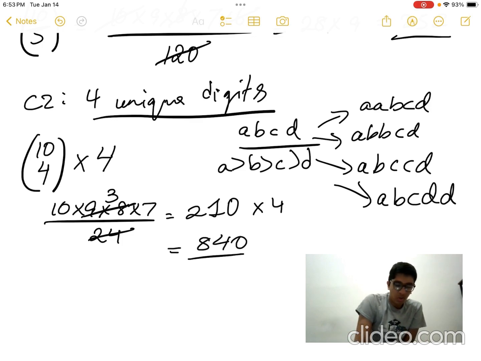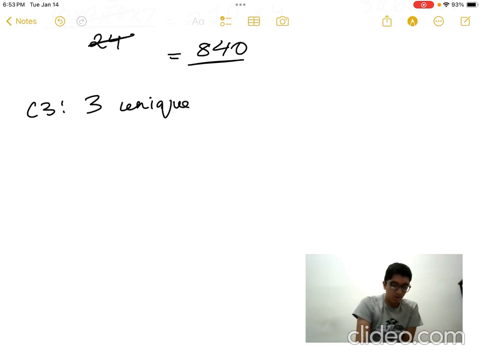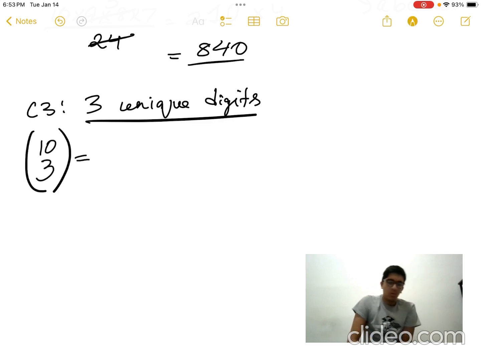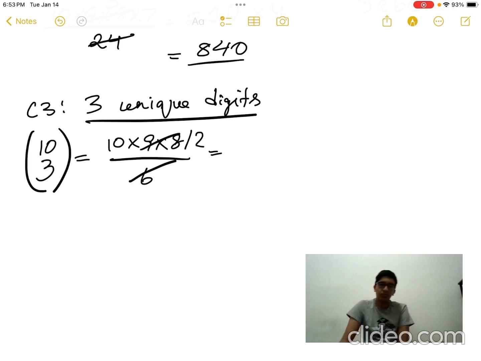Case 3. We have 3 unique digits. Right? So we know there's 10 choose 3 ways. Let me calculate it beforehand. There's 10 choose 3 ways to select 3 digits from the 10 that we're given. Say those digits are A, B, and C.